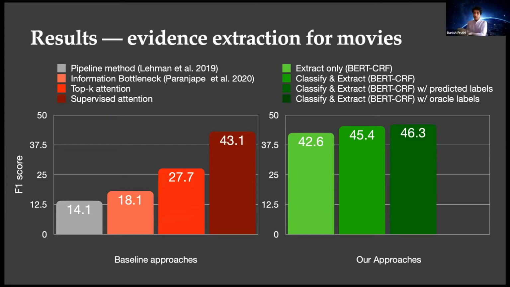And now if you condition on the predicted label, you see some more boost, because now the evidence can be tailored to the predicted class. And you see more boost if, instead of the predicted label, you give the oracle label, because predicted label and oracle label might differ for some examples and the oracle might be better. So this is for sentiment classification for movie reviews.